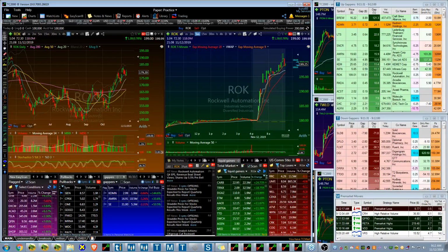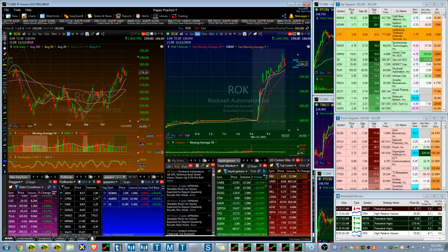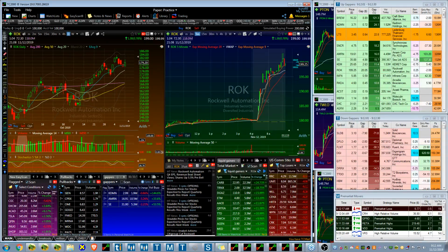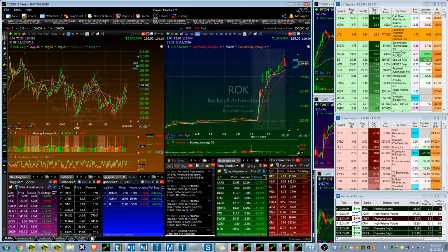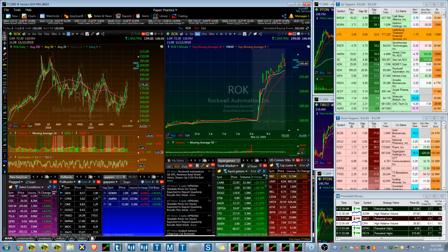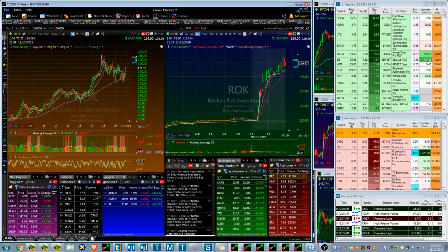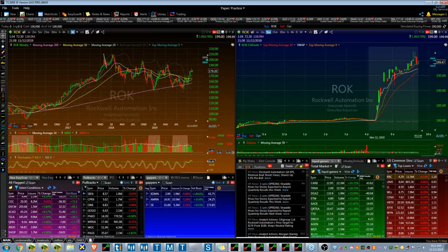Rockwell Automation. Look at this. Q4 revenue beats street. Shares up. Sounds good. 110 million share float, $21 billion company. So it's going to move okay. Good thing on this one is, what are you starting to notice here? Let's look at the weekly chart.